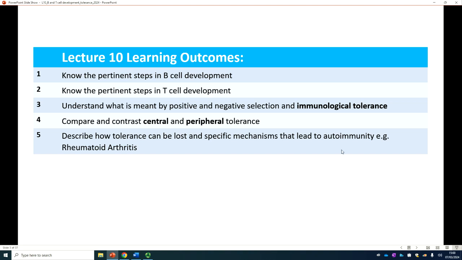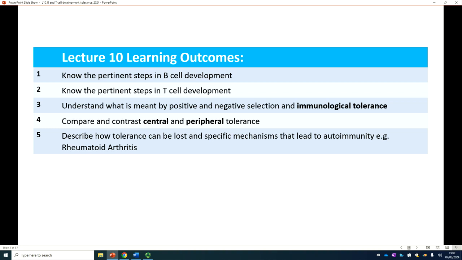So these are the learning outcomes for the lecture today. You'll be able to understand the key steps in both B cell development, but also T cell development. You'll also be able to gain an understanding of what positive and negative selection means, as well as immunological tolerance. And then you'll also be able to compare and contrast central and peripheral tolerance.